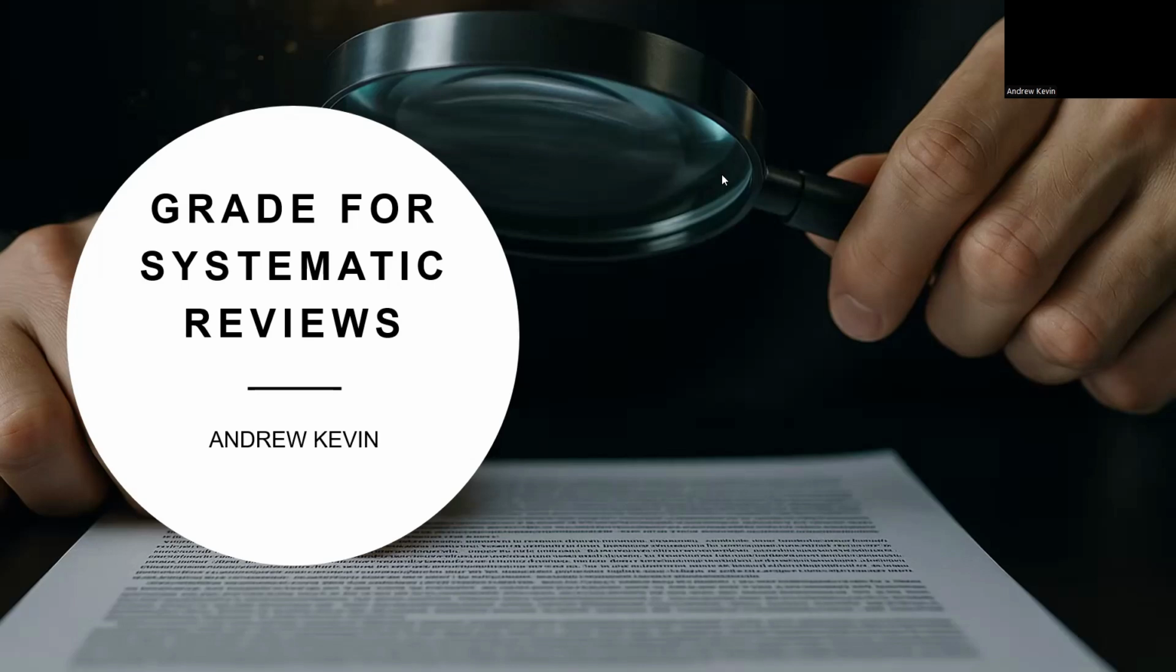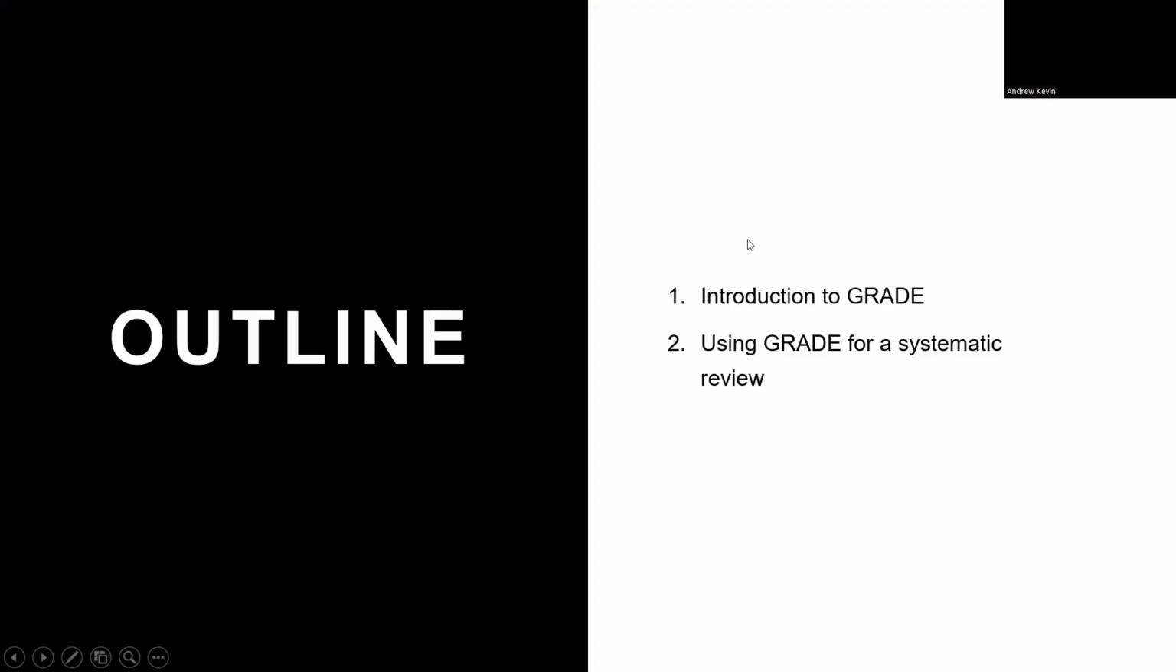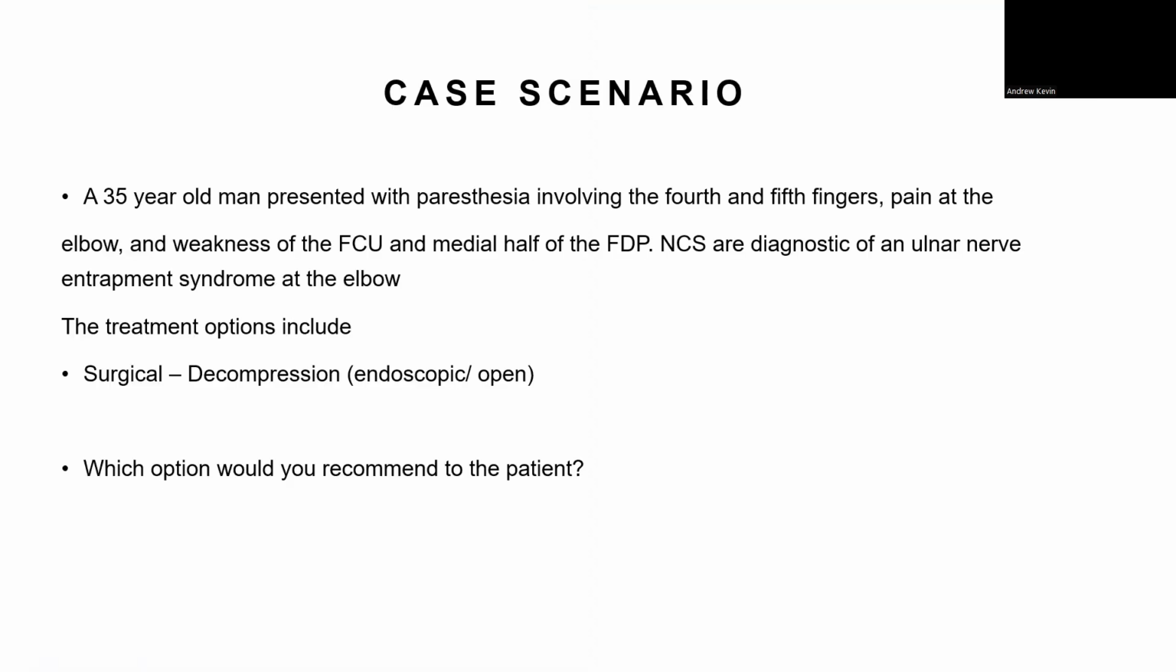Morning, everyone. Today's CEU session, we'll be looking at how to use the GRADE tool to analyze a systematic review. So today's outline, first we'll go through an introduction to what is GRADE and what are the components of GRADE. In the second part of our presentation, we'll try to use GRADE on a sample systematic review so we can practice how to use it.